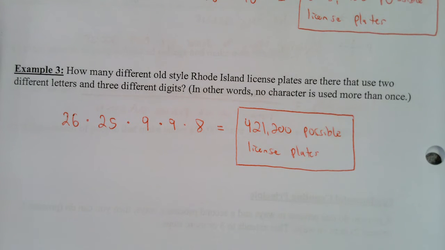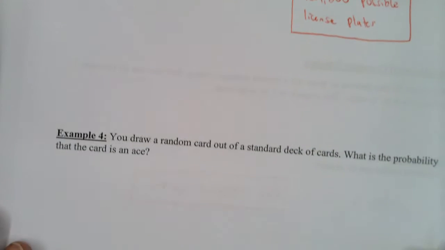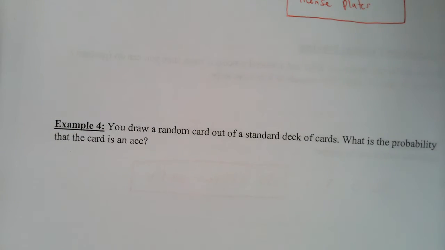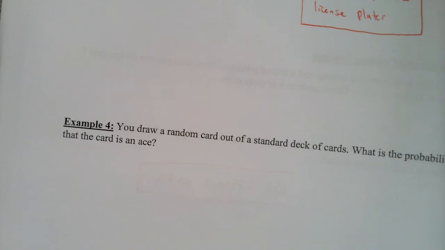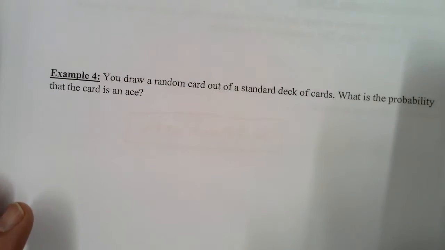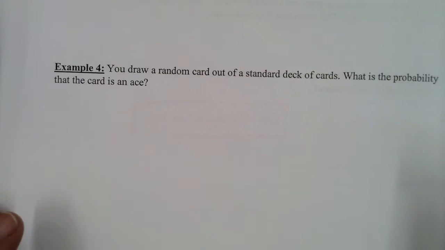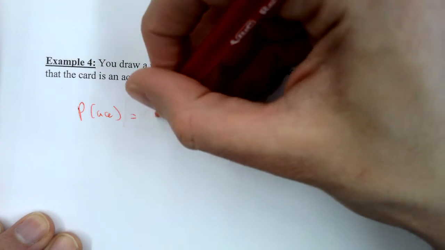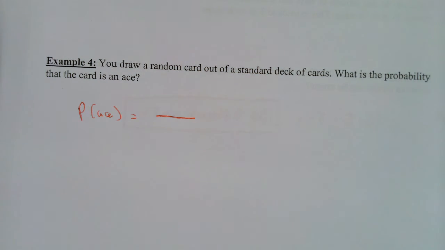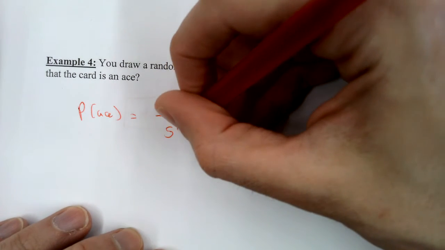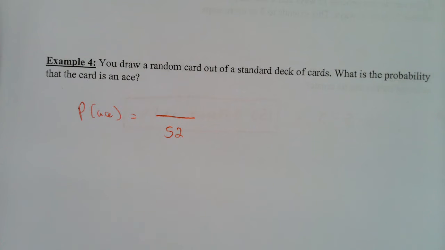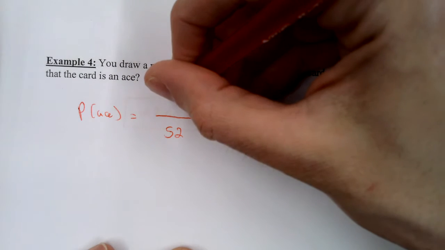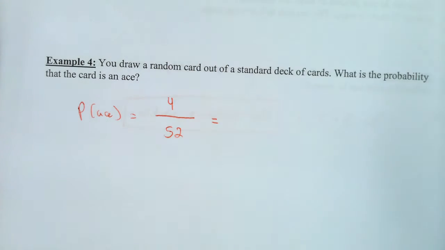Now the next few questions talk about cards. I did put up a document that has all the different types of cards and it's color coded. So let's say you draw a random card out of a standard deck of cards. What's the probability that the card is an ace? Well, there's 52 cards in a deck of cards, so it's going to be out of 52. And 4 of them are aces. So the answer is going to be 4 over 52. Let's simplify that fraction to 1/13.